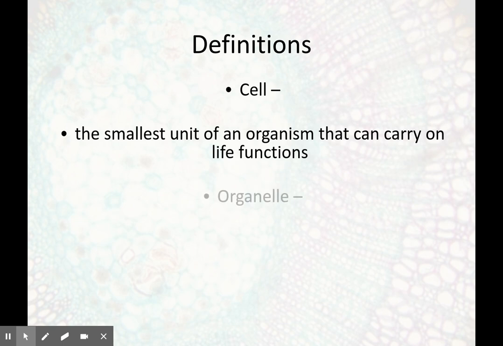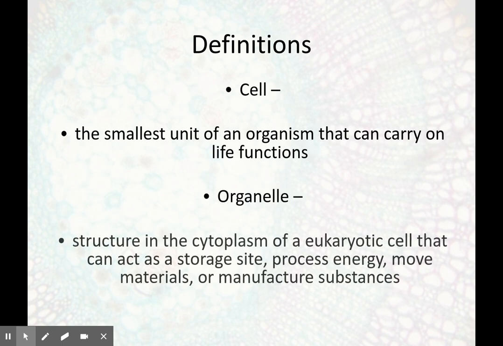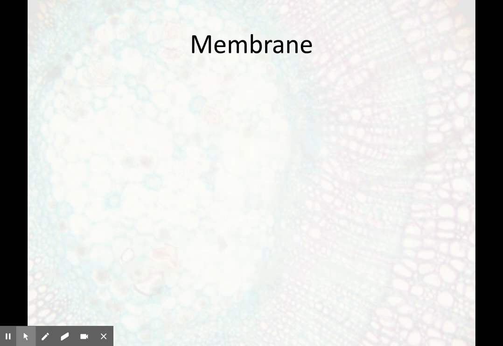Organelle is a structure in the cytoplasm of a eukaryotic cell that can act as a storage site, process energy, move materials, or manufacture substances. So we need to cover what cytoplasm and eukaryotic cell is, and then we can go on to the other bits. Okay. Before we do that, we have a couple of pieces of background information to give you.